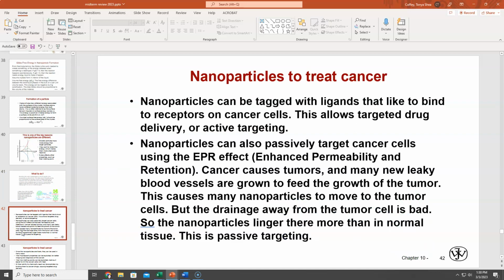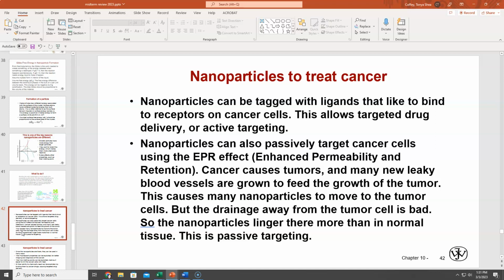In the lectures, we talked about some of the applications of nanoparticles in nanotechnology. One of them that we covered, which is very exciting, is the use of nanotechnology and nanoscience to treat cancer. One of the ways that this can be done is you have a nanoparticle and you tag it with ligands. And ligands like to bind to receptors on cancer cells, some do. And this allows targeted drug delivery or active targeting. Nanoparticles can also passively target cancer cells, even without ligands. And that's using the EPR effect, which is enhanced permeability and retention.